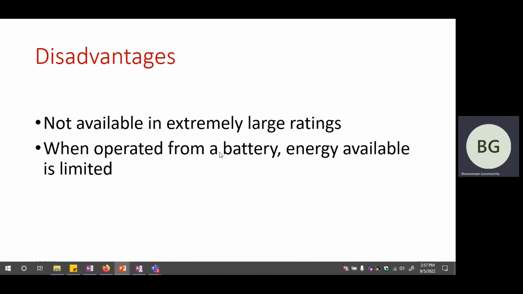Generally, electric drives are not available at extremely large ratings. The maximum capacity of an induction motor is only to the tune of 2 megawatt or 3 megawatt, whereas steam turbines are available up to hundreds of megawatts. So one of the major disadvantages of an electric drive is that it is available only at a limited rating.